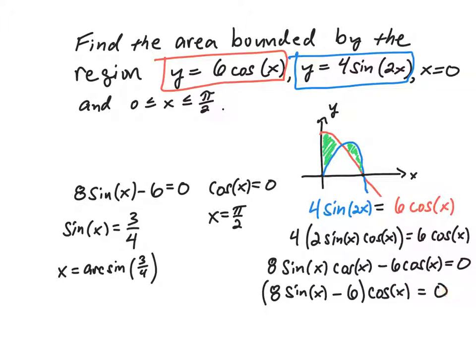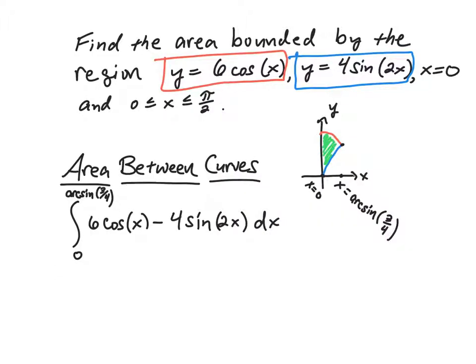And cosine of x is equal to 0 when x is equal to pi over 2. But again, we're not going to compute the area of this region where x is pi over 2. We're just going to compute the area of this region. So we'll get rid of all this stuff here. So we'll ignore that part. All right, so let's continue. So our limits of integration are going to be 0 to arcsine of 3/4. So the area between the curves, let's see, the top curve is the 6 cosine x. That's the red curve. And the bottom curve is the 4 sine 2x. So we'll subtract the top minus the bottom. And then again, we're integrating from 0 to arcsine of 3/4.